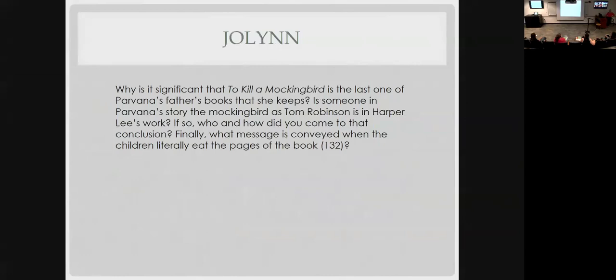And I asked this same question. Who has the answer to this? Why is it significant that To Kill a Mockingbird is the last one of Pravana's father's books that she keeps? Is someone in Pravana's story the Mockingbird as Tom Robinson is in Harper Lee's work? If so, who and how did you come to that conclusion? Finally, what message is conveyed when the children literally eat the pages of the book? Of all the books in all the world, why To Kill a Mockingbird? Are the children the mockingbird? Because they're being sacrificed because no one's taking care of them, society's against them?